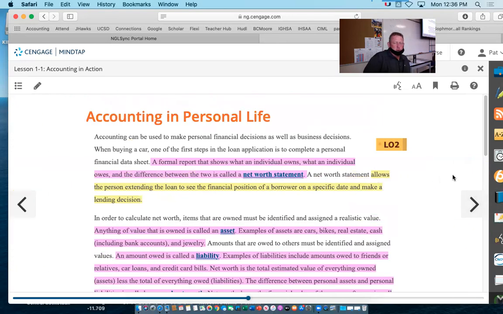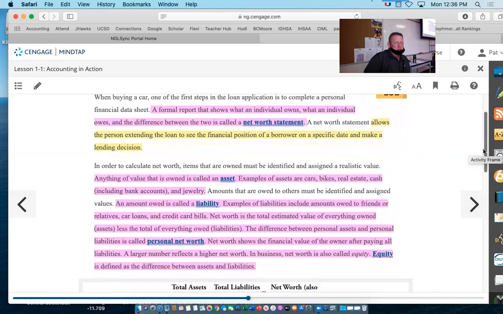All right, accounting and personal life. To get started, we need to understand what things are worth, what is a value, what's not a value, and kind of figure it out. So what they first start us out in is this really simple net worth statement. That's what we'll do in our problems for this section. What is a net worth statement? It's a report that shows how much you as an individual own as a person, like what do you have of value? Cash, cars, land, buildings, jewelry, houses, whatever.